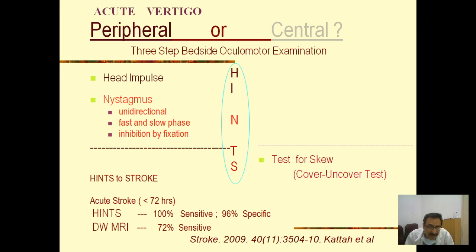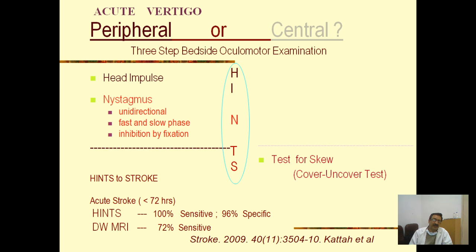If you have nystagmus which is classical peripheral type, then of course you're looking at a peripheral cause. And if you have a nystagmus which is the non-classical type, as we just saw, then you're looking at a central cause. And then there is another test which we call the head impulse test. The head impulse test is a good way of telling us whether or not the inner ear is involved. And if you put these three together, with the HINTS, it is said that you can have a very, very sensitive evaluation of whether or not the patient has a peripheral cause or a central cause.